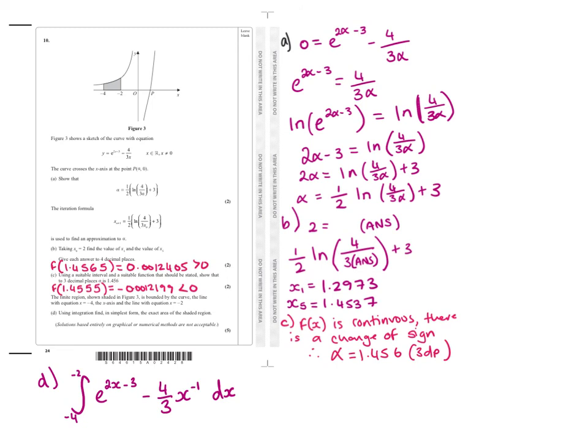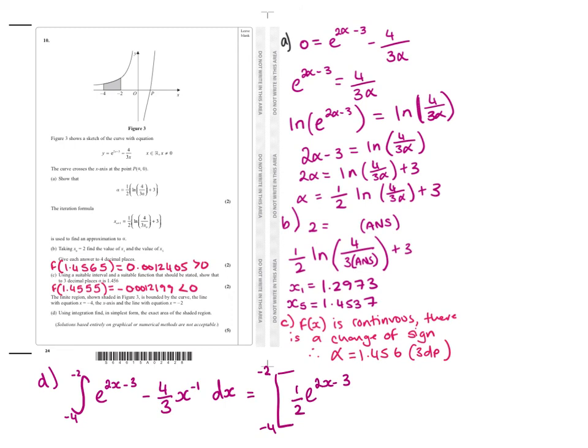Okay, so we know that when we integrate an exponential, what happens? It stays the same, but we divide by the differential of the bracket, which in this case is the power. So we're going to have e to the 2x minus 3 divided by the differential of 2x minus 3, which is 2. So it's divided by 2, so we've got half e to the power of 2x minus 3.